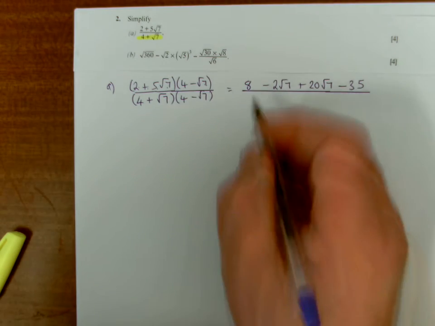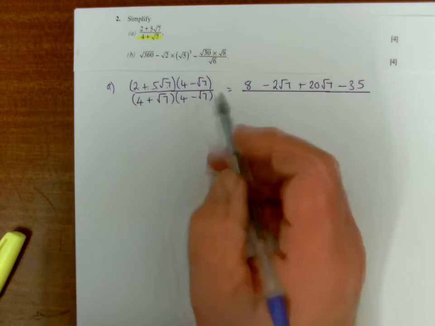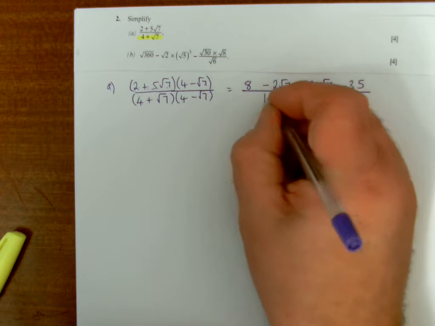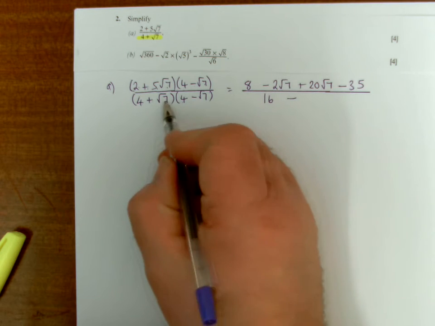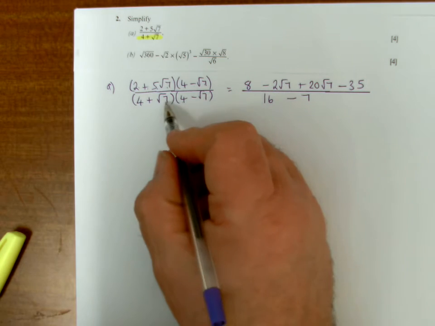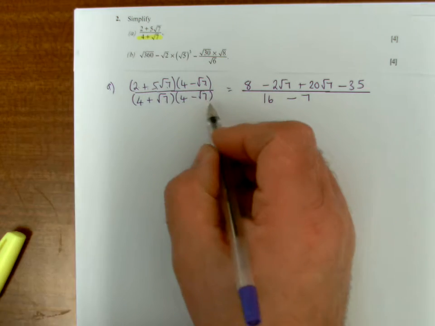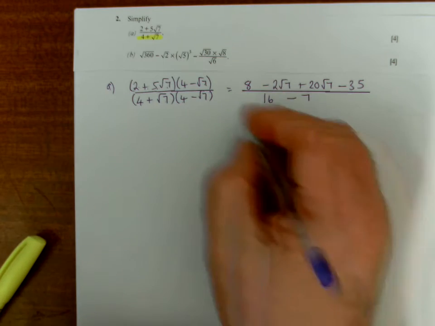And the bottom line now is a difference of squares, so the two middle terms always cancel out. So it's just doing the first. 4 times 4 is 16, and I got plus times a minus is a minus, and root 7 times root 7 is 7, because when you multiply root 7 by root 7, that's in effect squaring root 7, and the square of a square root just cancels out.